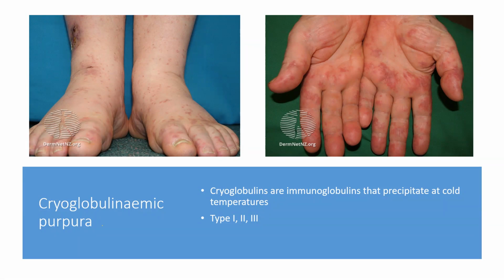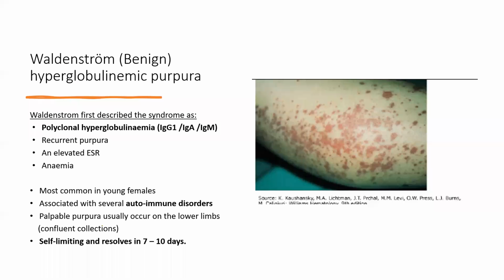As you know, cryoglobulins are immunoglobulins that precipitate at low temperatures, and there's a type 1, 2, and 3. And then there's a condition called Waldenstrom benign hyperglobulinemic purpura. Waldenstrom first described the syndrome as a polyclonal hyperglobulinemia with recurrent purpura, elevated ESR and anemia. It's most commonly seen in young females, and it's associated with autoimmune mechanisms.